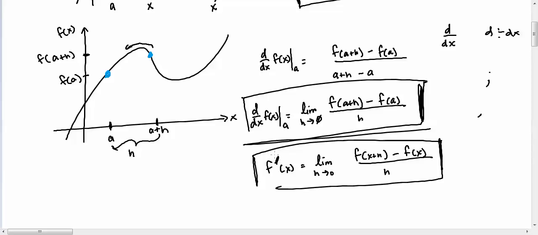We cool? Okay. The next thing I'm going to show you is the power rule. And I'm going to record that in a different video because I don't want these things to get too cluttered up.